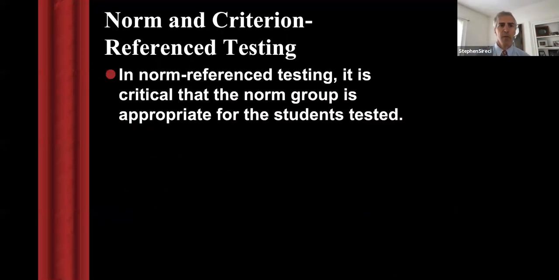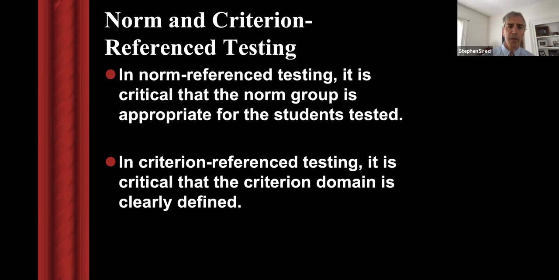So with respect to norm reference and criterion reference testing, to just sum this up, in norm reference testing, we need a norm group that's appropriate for the students tested. The standards are very clear on that. In criterion reference testing, we need to make sure that the criterion domain is clearly defined. So each of these different approaches has some really critical elements that need to be in place.